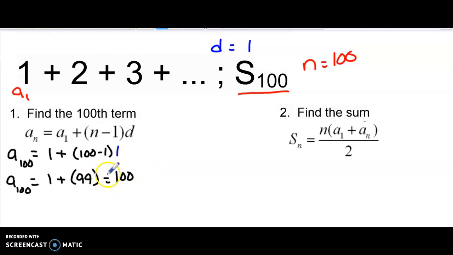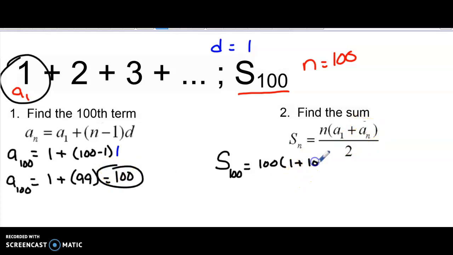Once I find my a sub n term, I come over here. This is my second formula that I have to use. Now I'm looking for S sub 100. I plug in my n is 100. My a sub 1 term is the first term in my sequence. I already identified that as 1. Plus my a sub 100, I just found that, and that's 100, all divided by 2. Well, half of 100 gives me 50, and 1 plus 100 gives me 101, and I multiply 50 times 101, and I get 5,050. Pretty easy, just plugging it into your calculator and getting your terms.